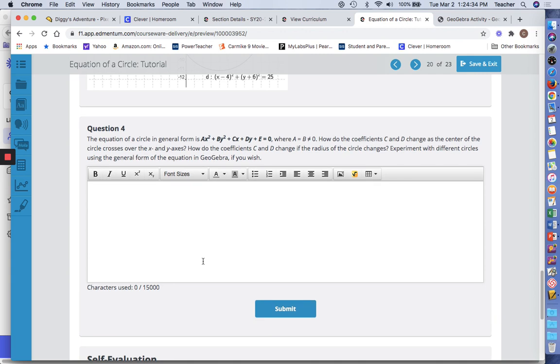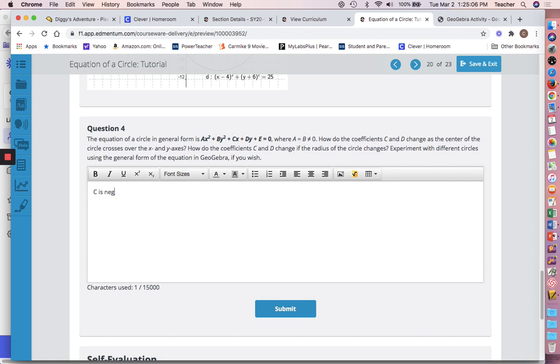All right, question 4. The equation of a circle in general is ax squared plus by squared plus cx plus dy plus e equals 0, where a and b cannot be 0. How do the coefficients c and d change as the center of the circle crosses over the x-axis and y-axis? How do the coefficients c and d change if the radius of the circle changes? Experiment with different circles using the general form of the equation in GeoGebra if you wish. Okay. Ooh, they ask a lot. Okay, so let's take this one thing at a time.